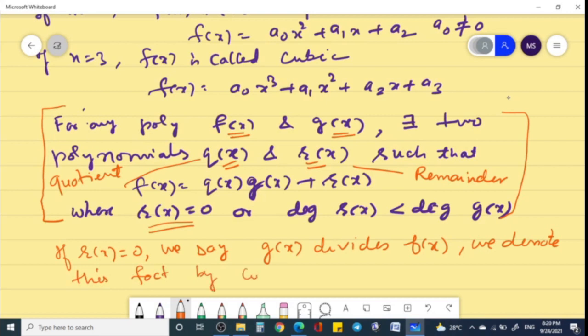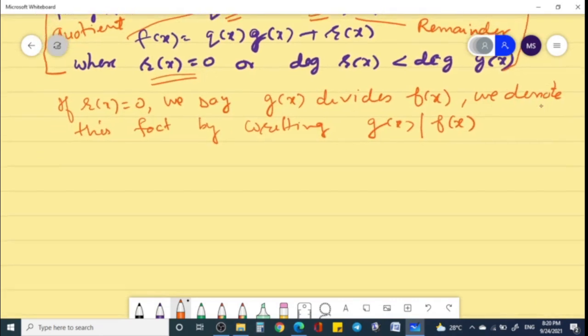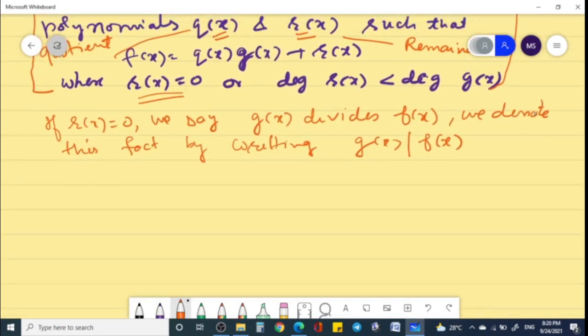by writing g(x) divides f(x). If r(x) is nonzero, then the degree of r(x) is less than the degree of g(x).